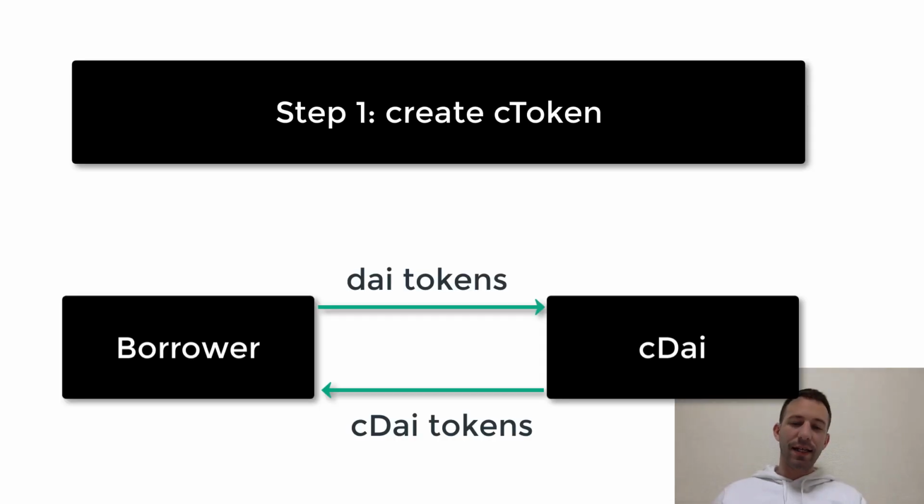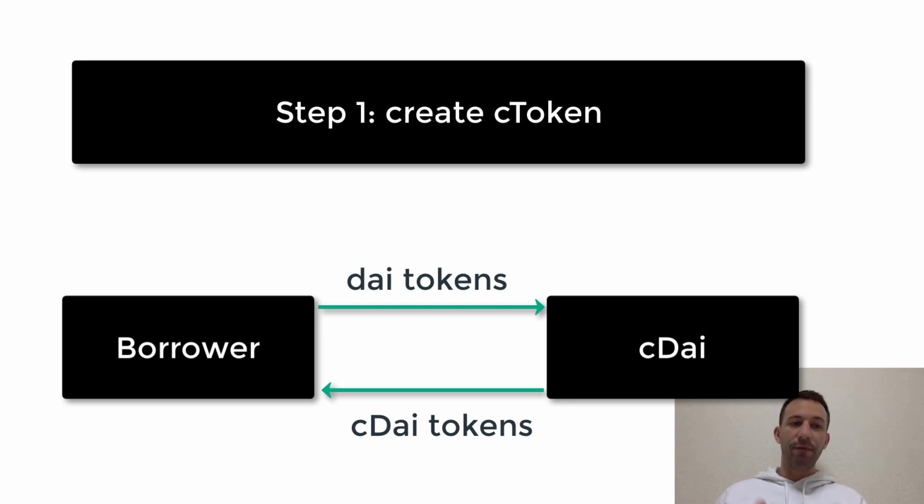So there are still some other smart contracts in the Compound system, but these are really the main one. So now let's see the full process for borrowing some token from Compound. So the first step is to provide some collateral to the Compound system.